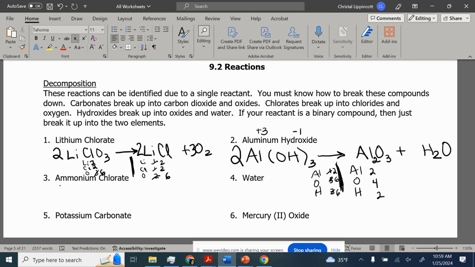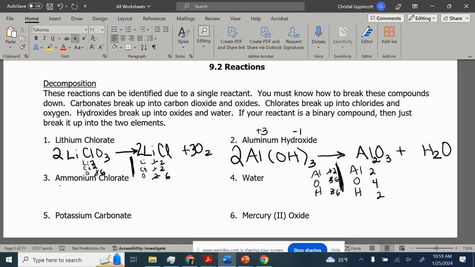So now I need more oxygen on this side, and I need more hydrogen. I am going to start with the hydrogen. The reason why I'm starting with the hydrogen is the oxygen's in 2 places. If I start with the hydrogen, it's going to be easier to kind of work with. And watch what happens when I do that.